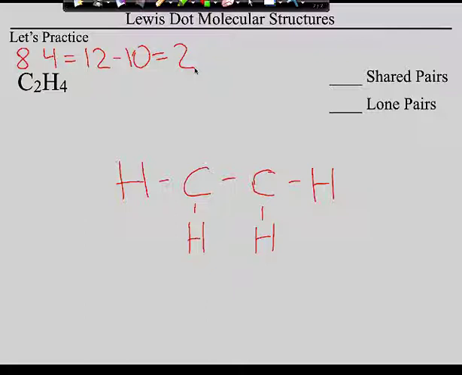Now we've got to put these 2 electrons on the board. Can we put them on the hydrogens? We can't. Guys, hydrogen only has an S sublevel. Hydrogen does not have a P sublevel, so there's nowhere to put electrons. So as soon as hydrogen forms one bond, it's done.